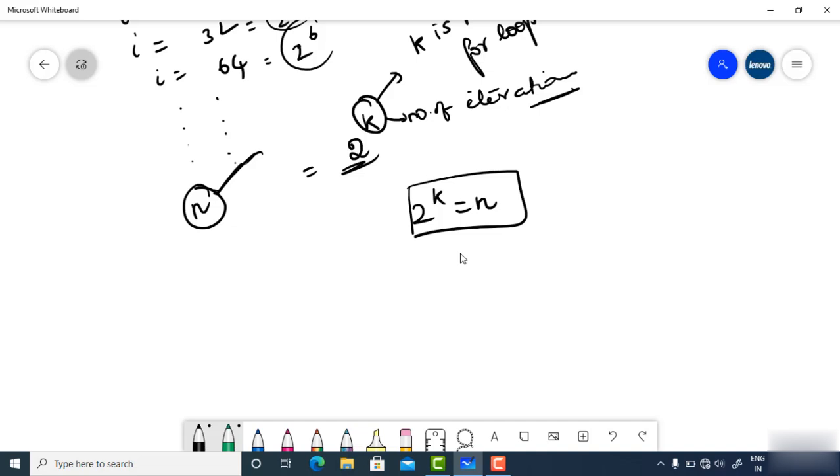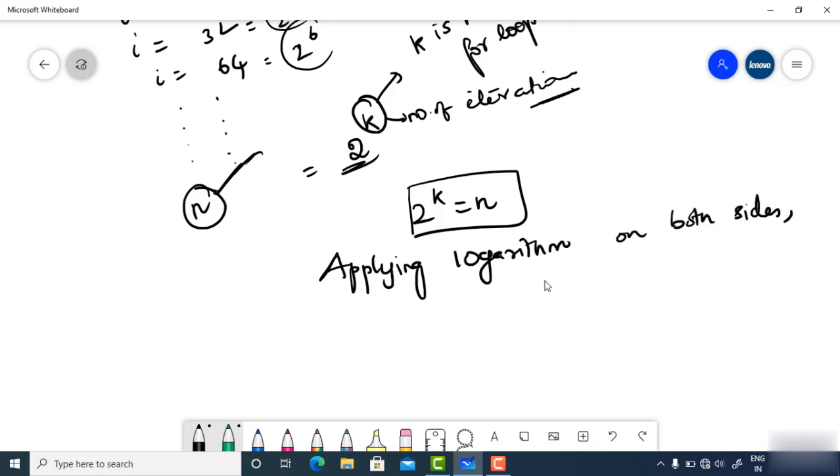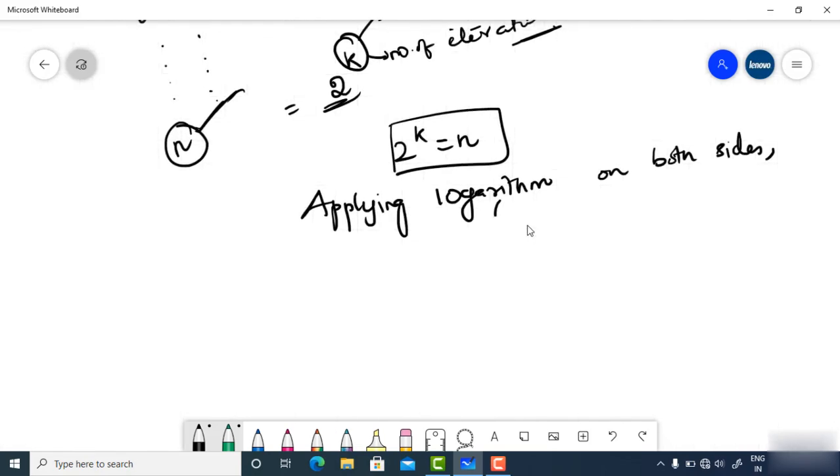Okay, fine. 2 power k. Now let's apply logarithm on both sides. Why? Because I have some variable in the power, so definitely I have to apply logarithm on both sides. I'll assume the base of the log is 2. So what I'll get is log 2 of 2 power k here, and here I'll get log 2 of n, right?